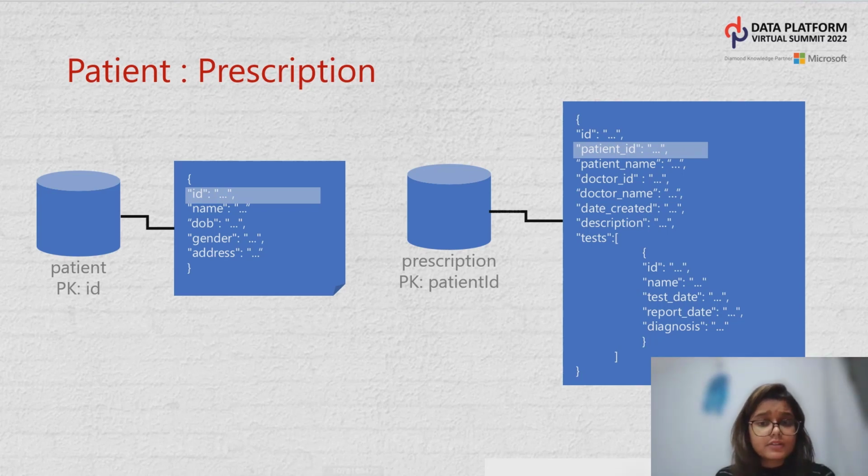If you look closely at these two documents, patient has ID as a partition key, which is patient ID, and prescription has again patient ID as the partition key. Now, if you look at queries, we want to query patient information and its medical history. So, can we put these two different documents in the same container? Is that even possible?